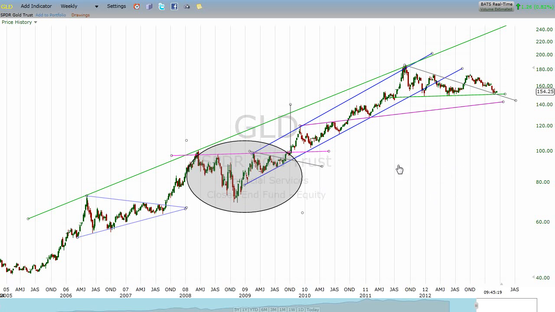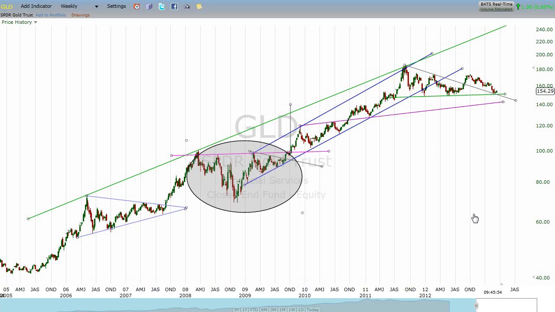So anyway, there you have it. We had a triangle that worked. We had an inverse head and shoulders continuation that worked. We also started this little channel right here that worked for a long time until it broke in late 2011. Tried to recover in 2012, couldn't quite make it. So gold has been trading sideways for a year and a half, essentially, and it is currently at the lower part of that sideways range.